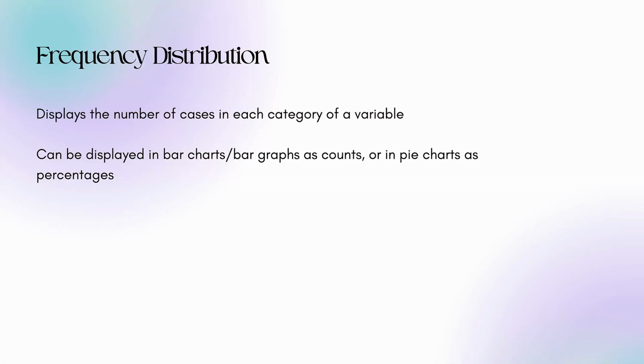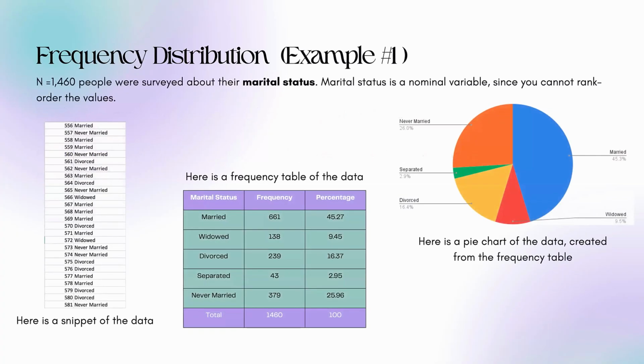Now, with the frequency distribution, as I just said, this can be displayed in bar charts as counts or in pie charts as percentages, right? So you can convert the number of people in each category into percentages, and then you can use a pie chart. But oftentimes, we typically display these kinds of variables as a bar chart. So here is an example.